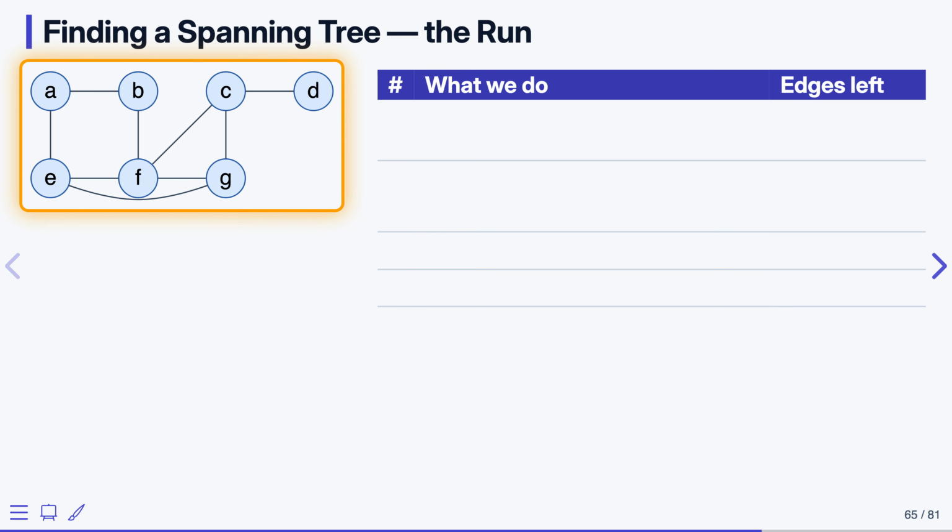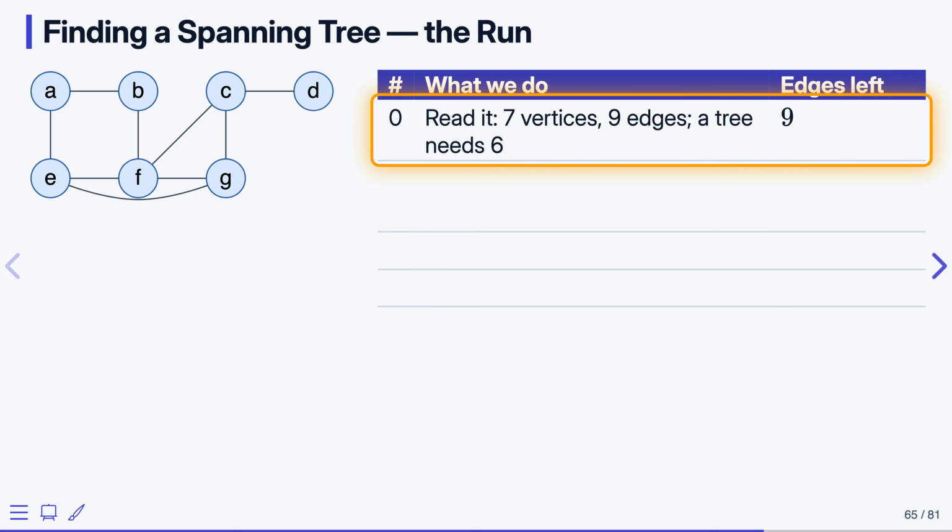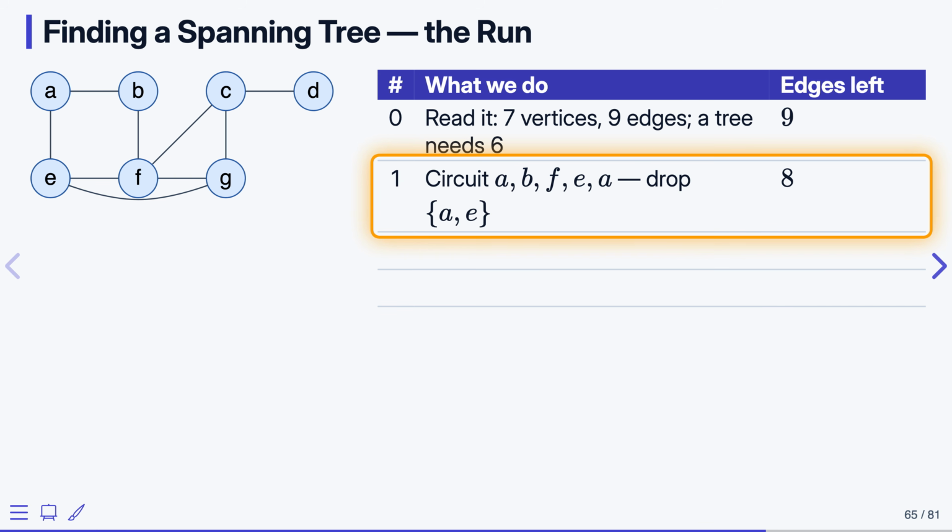Let us build the spanning tree, one edge removal at a time. Step 0. Read the graph. 7 dots and 9 edges. A tree on 7 dots needs exactly 6 edges, so we must remove 3, and each one must be taken from a loop. Step 1. Find a loop. Follow it A to B, B to F, F to E, and E back to A, that is a circuit. Remove the edge between A and E. The two ends are still joined through the rest of the loop, so nothing gets cut off.